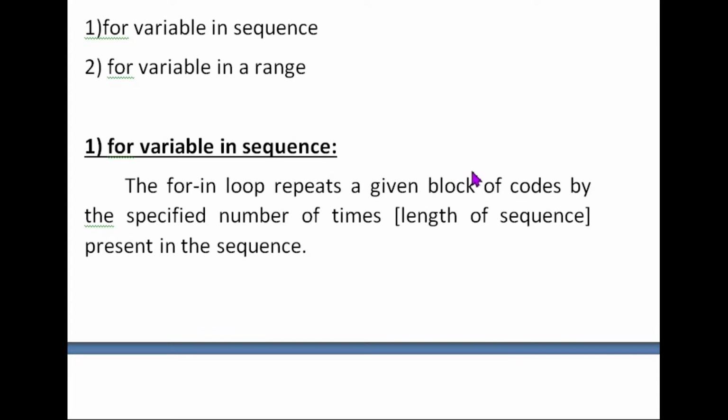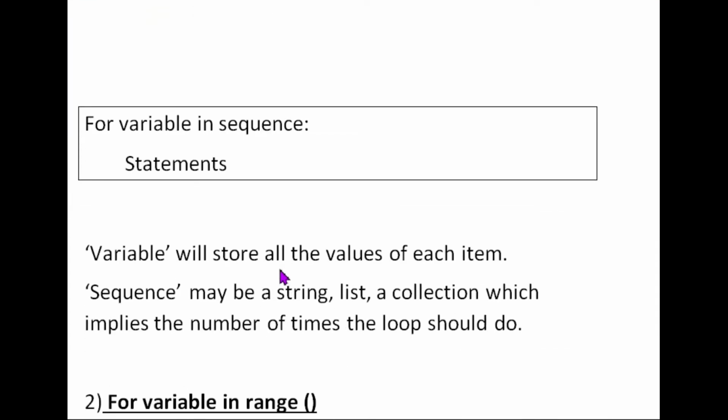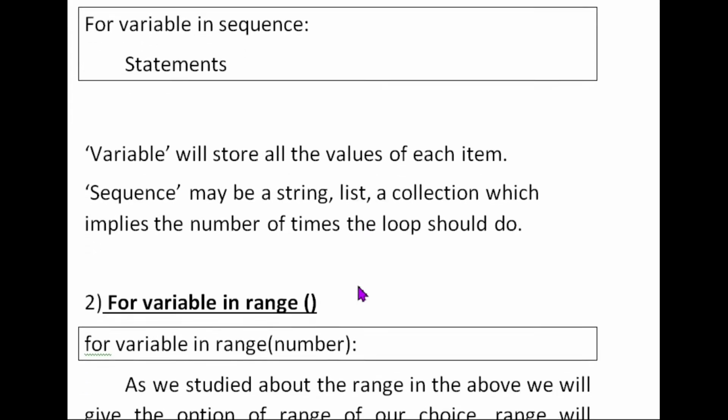The for in loop repeats a given block of code the specified number of times, the length of the sequence present in the sequence. The syntax is given here. Here the variable will store the value of each item. The sequence may be a string, list, or collection, which implies the number of times the loop should run.